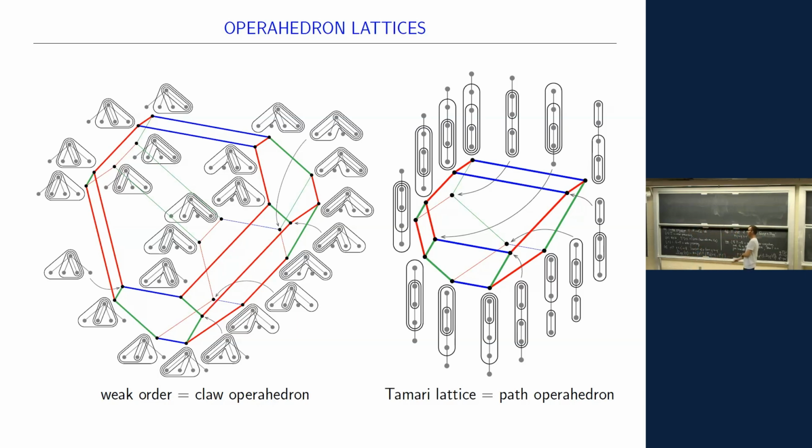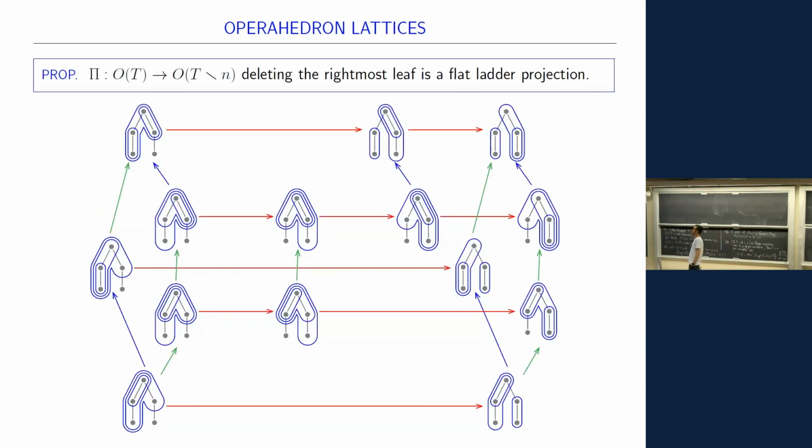So examples of operahedra: the associahedron is the operahedron of the star graph, and the Tamari lattice is the operahedron of the path graph. And we have seen that for the associahedron and for the Tamari lattice, we have these flat ladder projections. So you can try to do the same thing, and indeed the same thing works. So the projection is the following.